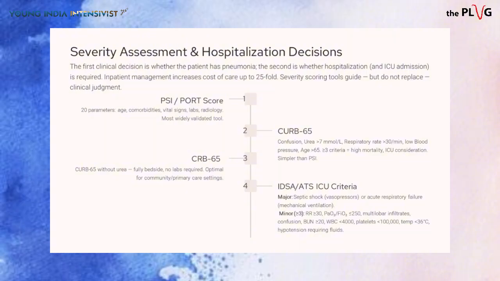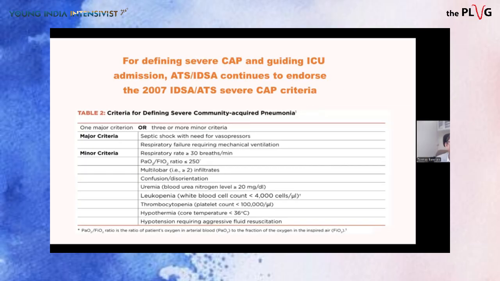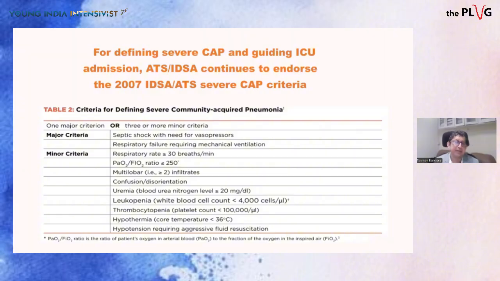And then there are the IDSA/ATS ICU admission criteria, which tell you whether the patient is serious enough to come to ICU. And that has major and minor criteria. One major criterion or 3 or more minor criteria will define ICU admission. Major criteria are septic shock with need for vasopressor or respiratory failure requiring mechanical ventilation. Minor criteria are respiratory rate more than 30 breaths per minute, PF ratio of less than 250, multilobar involvement of more than 2 lobes, confusion or disorientation, uremia, leukopenia, thrombocytopenia with platelet count less than 1 lakh, hypothermia, or hypotension requiring aggressive fluid therapy.